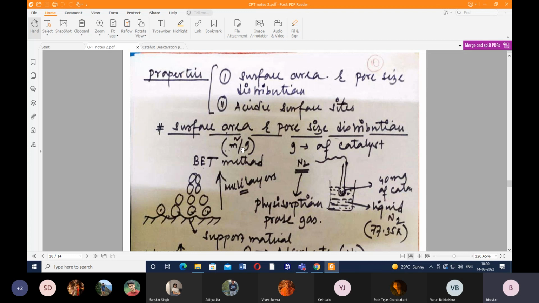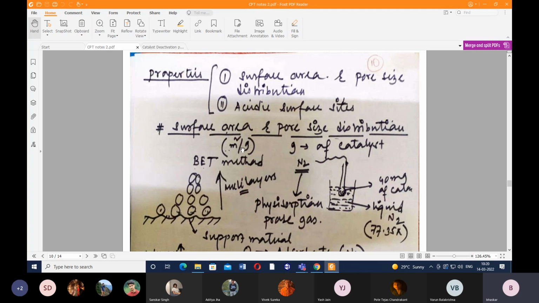Surface area is based on the pores, the amount of pores available on the surface of the entire catalyst or on the surface of the support material. Whatever active metals we are depositing on the surface of that support material are not that porous. Most of them are non-porous, meaning they have very low surface area, like 5 square meters per gram or something like that.